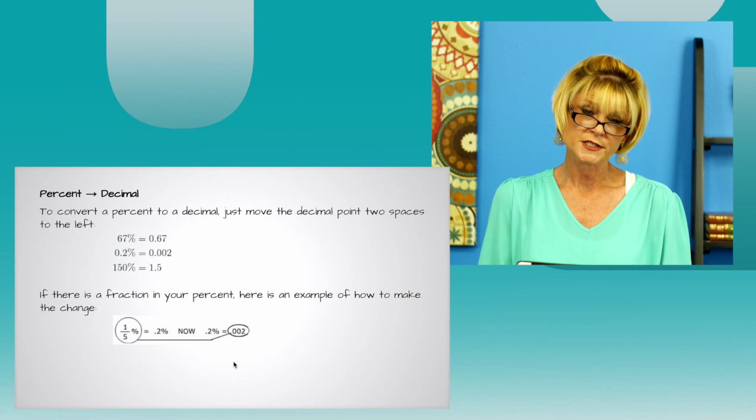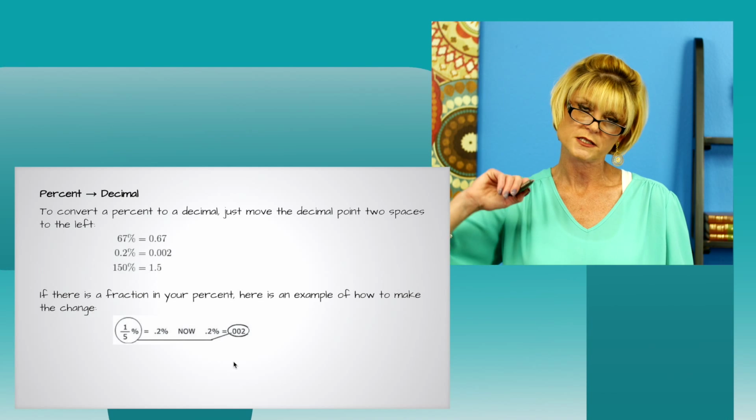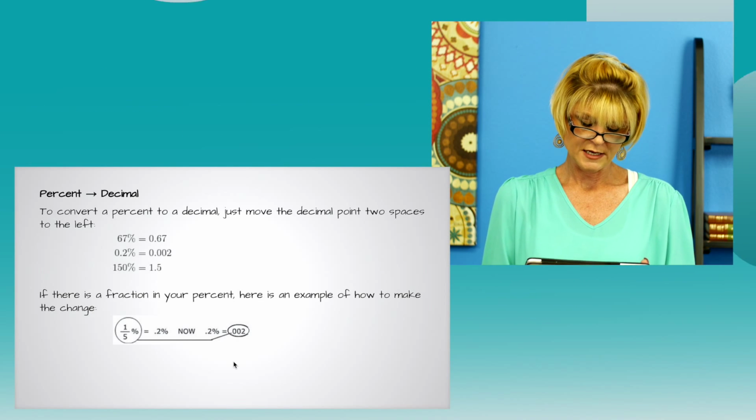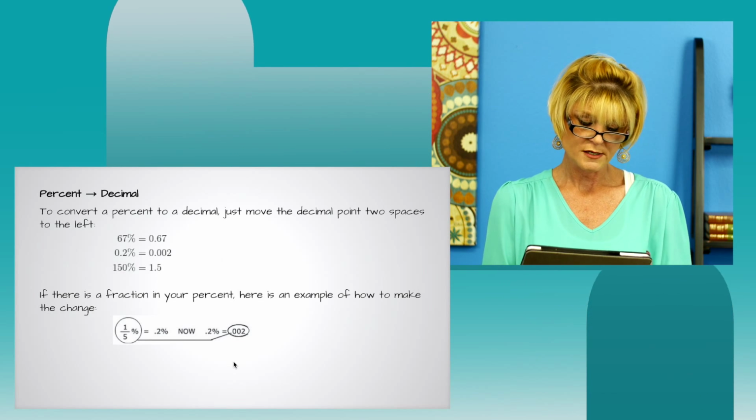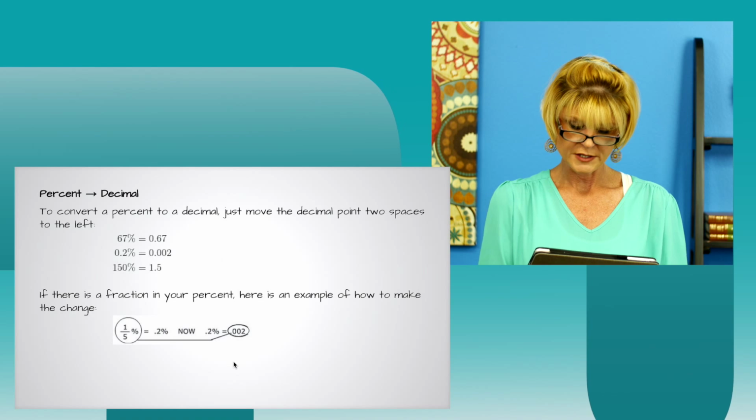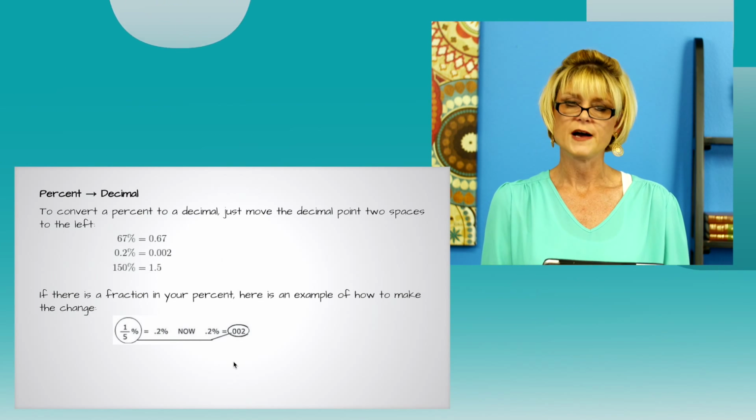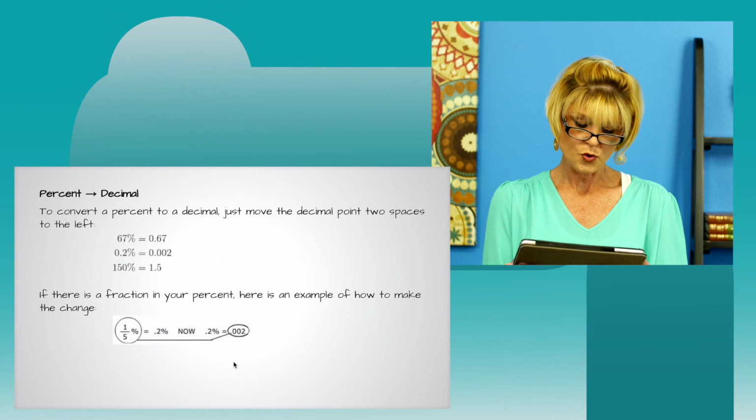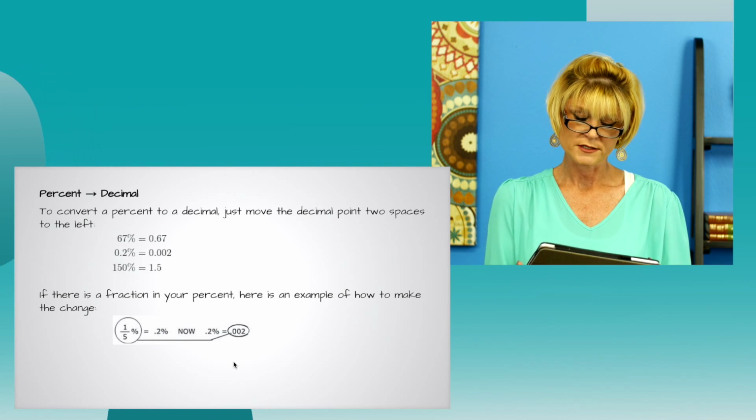When we're converting a percent to a decimal, that's really easy too. You just move the decimal point 2 spaces to the left. So we have 67% equals 0.67. 0.2% would be 0.002, and so on and so forth. If there's a fraction in your percent, here's an example of how to make that change. If you have 1/5%, then it would be 0.2%. Now 0.2% equals 0.002.